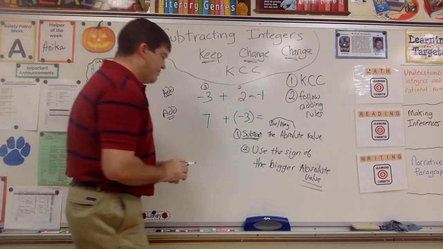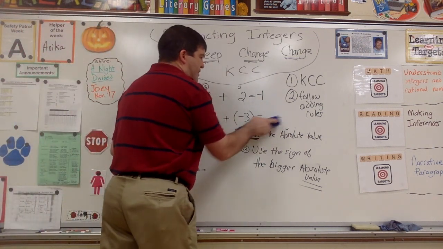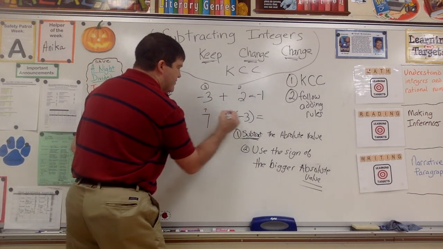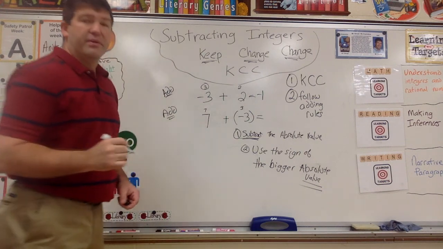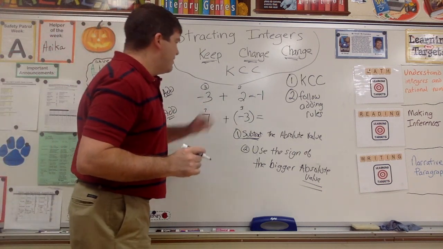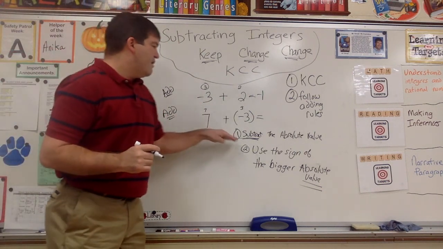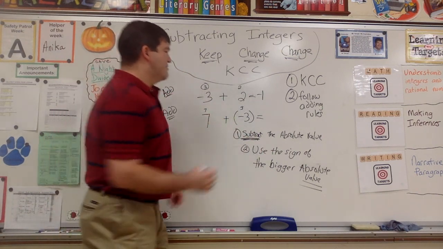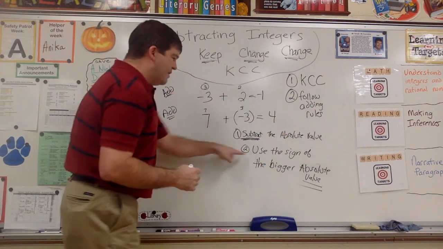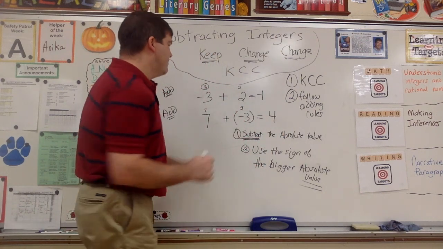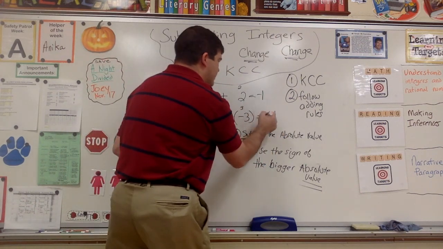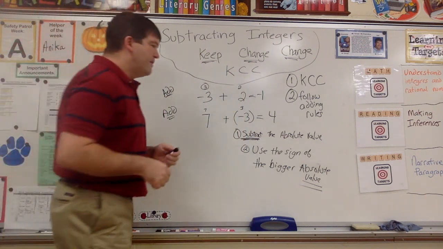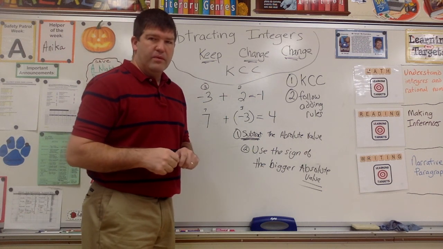Okay. On this one, this has an absolute value of 7. This has an absolute value of 3. 7 and 3. Okay, so now, because they're opposites, I subtract. 7 minus 3 is 4. And then I use the sign of the bigger absolute value. 7's bigger, so it's positive. So I just keep it just like that. Okay? Cool.